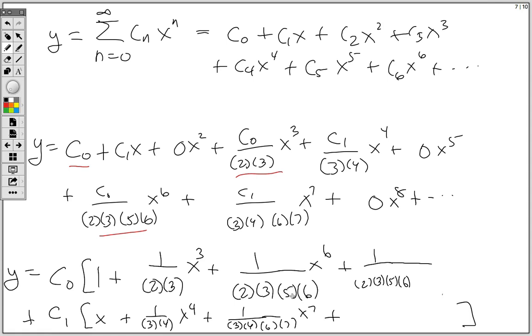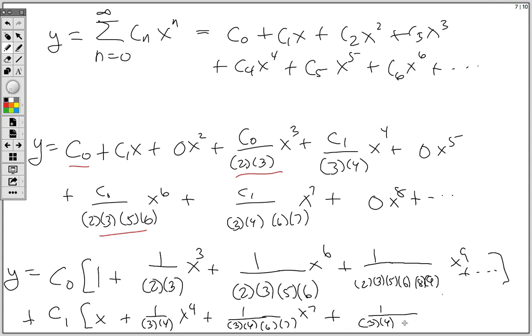Let's see. 2, 3, 5, 6. This is x to the 9th. So what would the pattern be? 8, 9, right? It skips 4, skips 7, or it always ends at the power we're at. And what about this one? 4, 7, 10. What would that denominator look like?